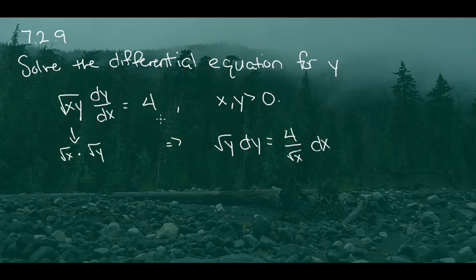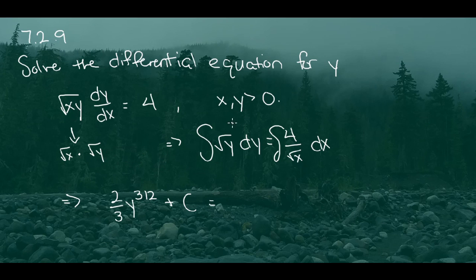And now I can integrate both sides. All right, so what is that telling me? Well, integrating here, I am integrating y to the 1/2 power. So I add 1 and then divide out. So I have 2/3 y to the 3/2 plus c, right, some constant.